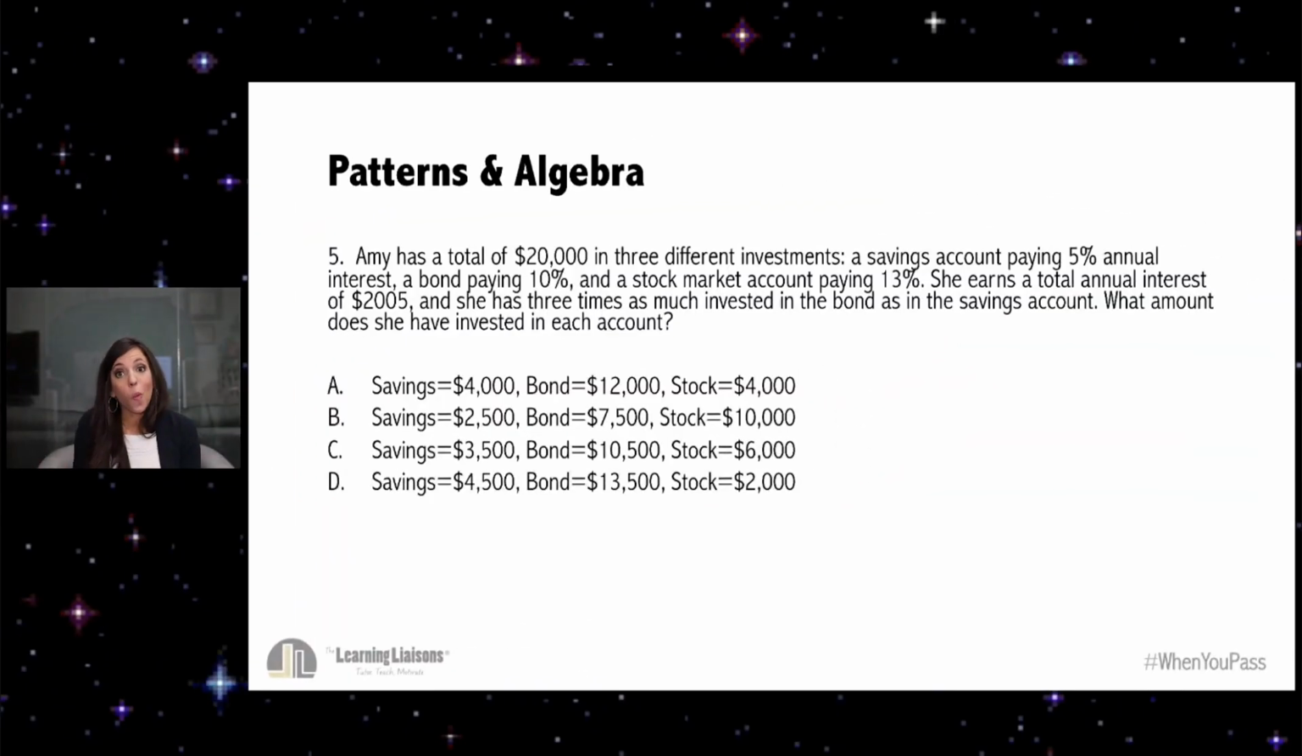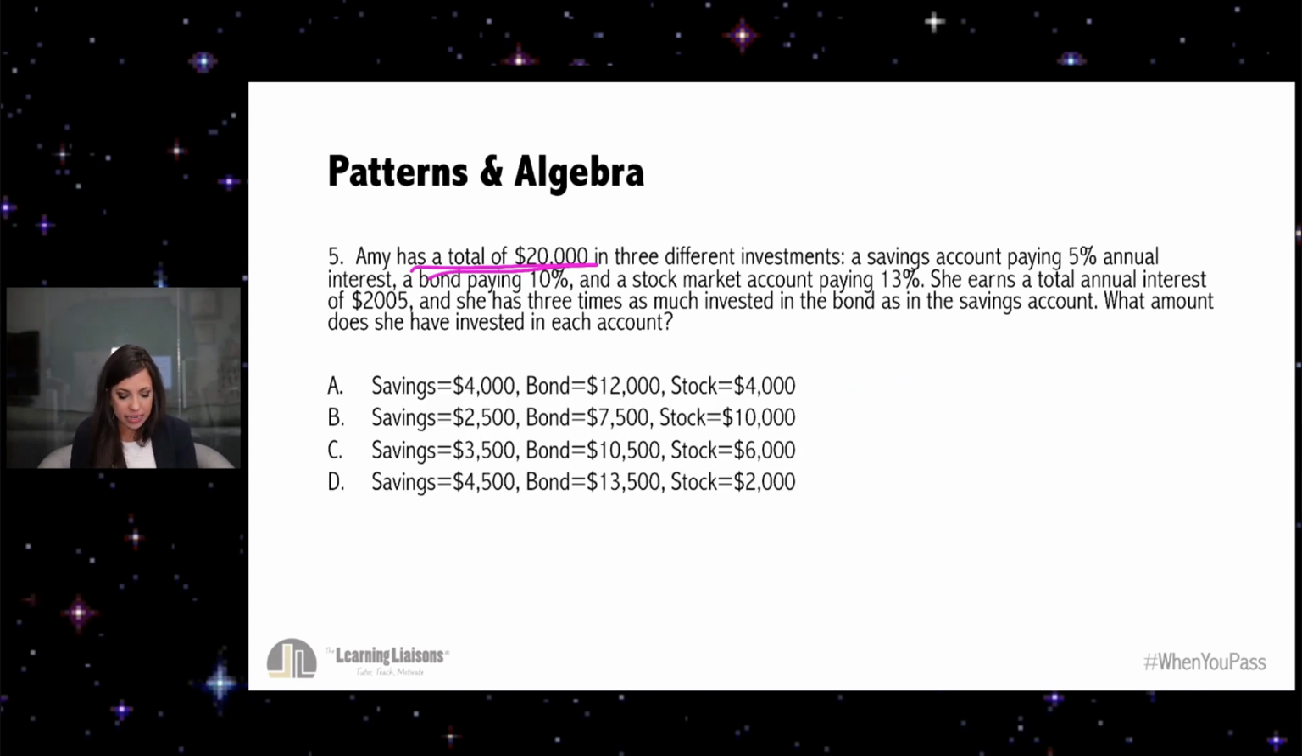All right, we know Amy has a total of $20,000. So the first thing I'm going to do to eliminate answer choices is just make sure that this plus this plus this equals $20,000. And in all four answer choices, it does. So we can't eliminate any answer choices based on that. But sometimes you can. So that's going to be the first thing that I do.